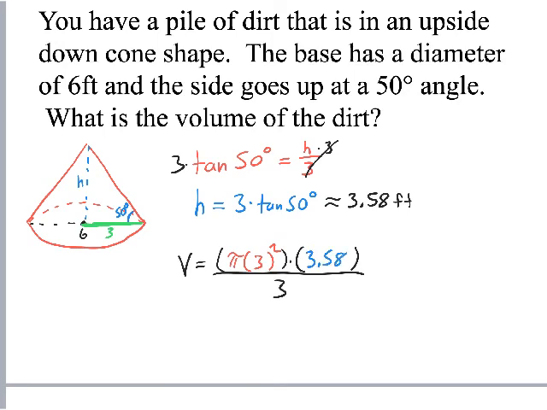If you wanted to be more accurate, you could have put the exact value in there. And now we're going to crunch this and see what we get. You will get about 33.7, and this is a volume, so it's cubic feet. So you would have 33.7 cubic feet of dirt.